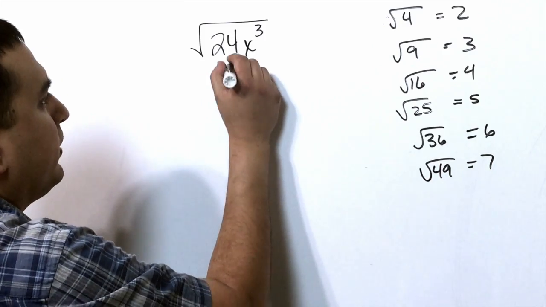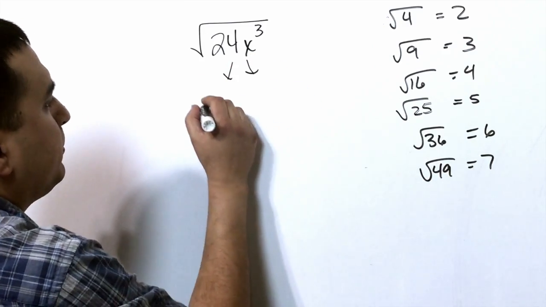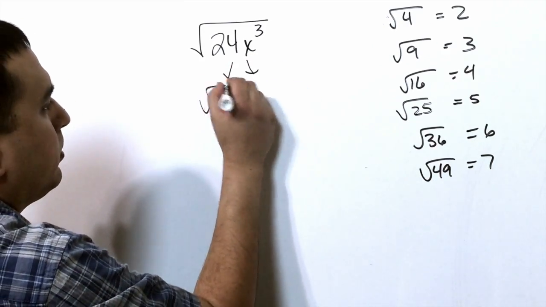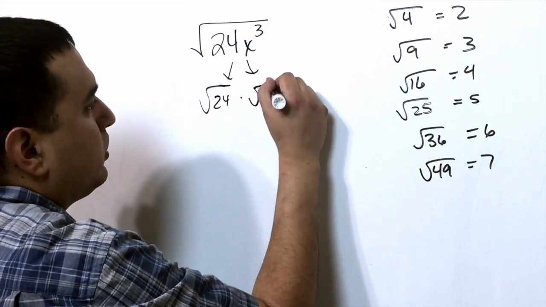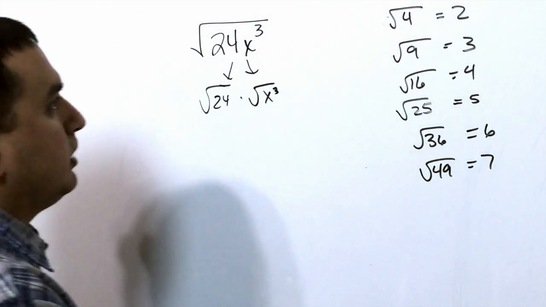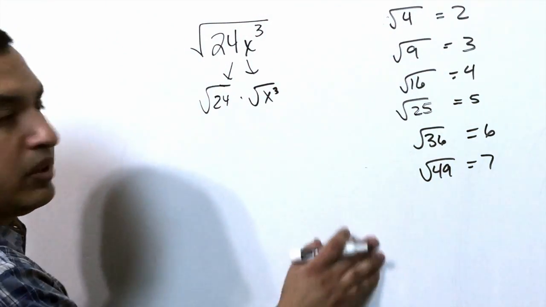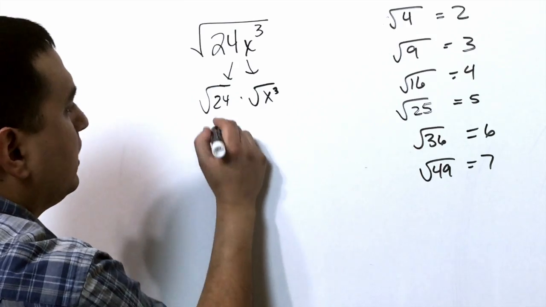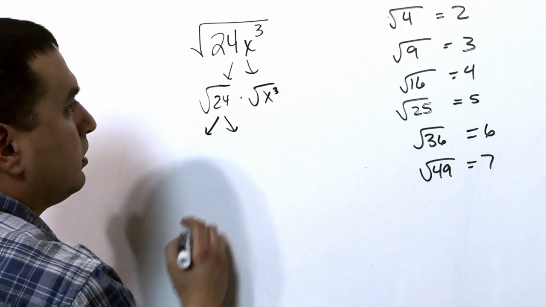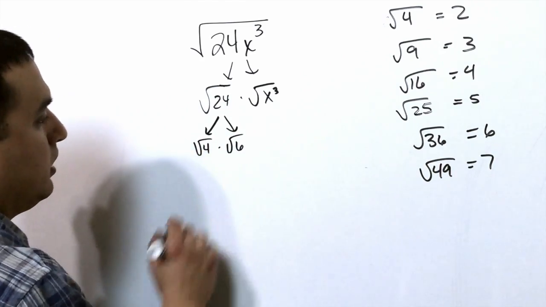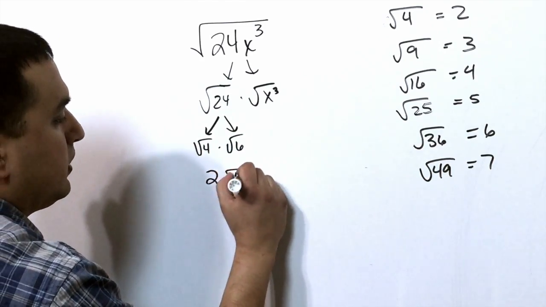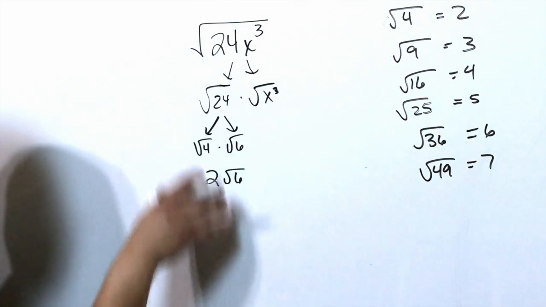So what we want to do, if it helps, you can look at this as two different problems. If I look at the square root of 24, and I want to simplify that, times the square root of x cubed. So for the 24, I want to do like we've been doing, look at the perfect squares and see what numbers can factor. This is going to be the square root of 4 times the square root of 6. So this ends up being 2 square roots of 6 for the number side of it.